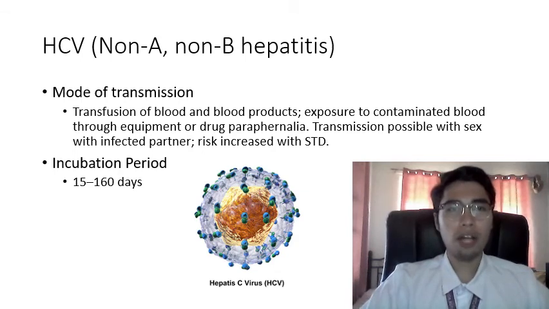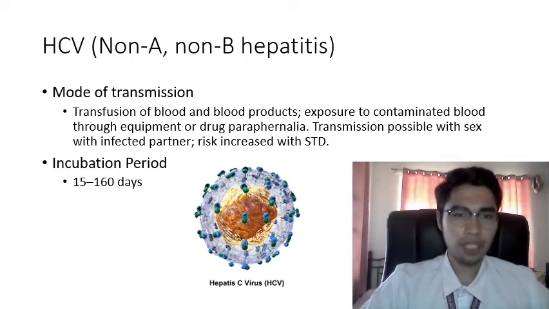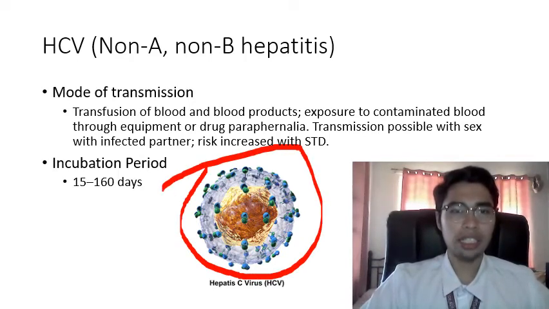Now let's talk about hepatitis C virus. Remember how we can prevent this is by getting a vaccine of hepatitis B. Why is that? I'll talk about that later. So this is hepatitis C virus. As you can see, they all look the same just like the other previous one.